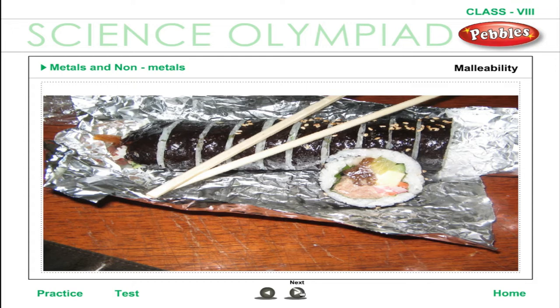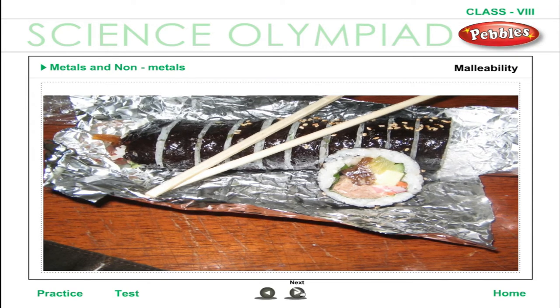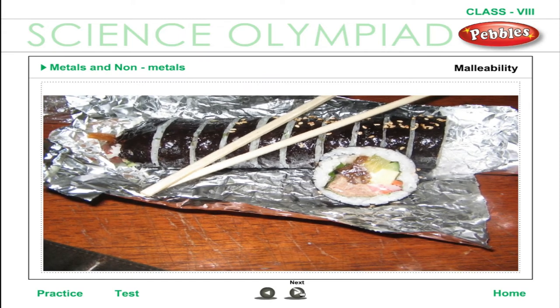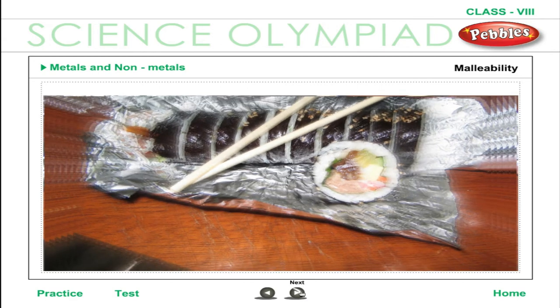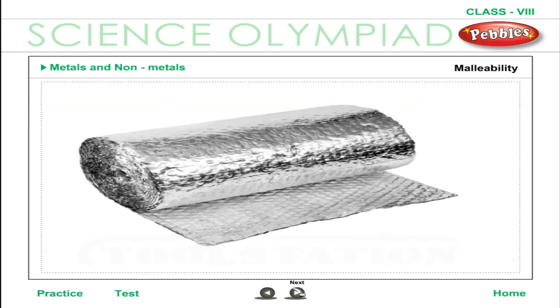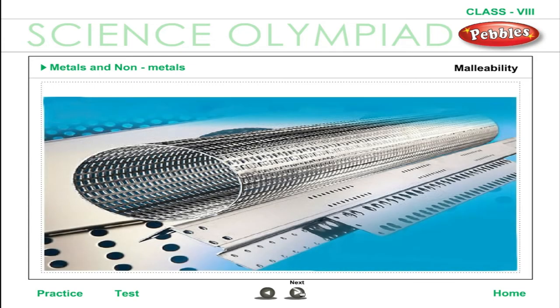You might be familiar with silver foil used for decorating sweets. You must also be familiar with the aluminium foil used for wrapping food. The property of metals by which they can be beaten into thin sheets is called malleability. The property of metal by which it can be drawn into wires is called ductility.